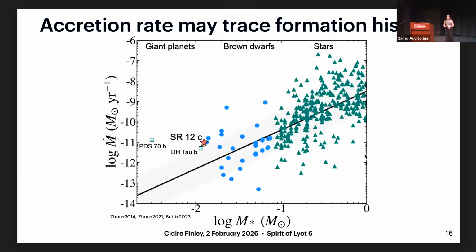We can add this mass accretion rate to the small yet growing sample of planetary mass objects with mass accretion rate measurements, specifically from the UV continuum excess. All this data and the best fit line is from the Caspar database.